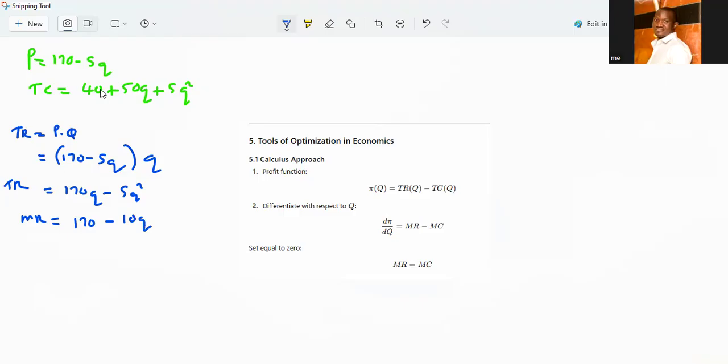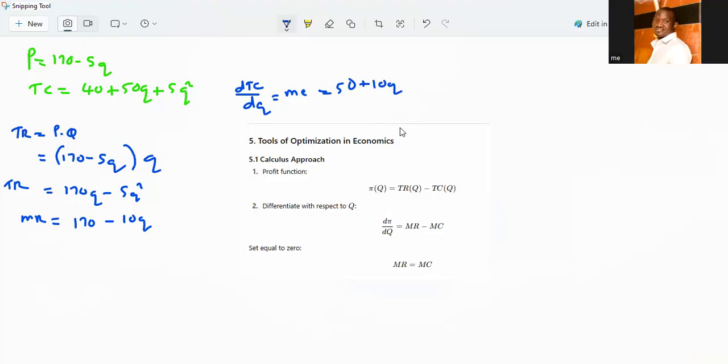Then our total cost has been given as 40 plus 50Q plus 5Q squared. So when you differentiate the total cost, it becomes marginal cost. The T becomes an M. So we differentiate the TC over Q to get the marginal cost. So let's differentiate this. 40 is a constant, it drops out to 0. 50Q differentiated is simply 50. Whenever there's just the power 1, just get the number there. Then 5Q squared, we get is a 10Q.